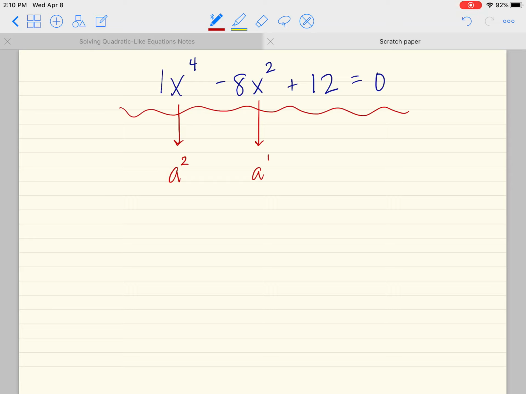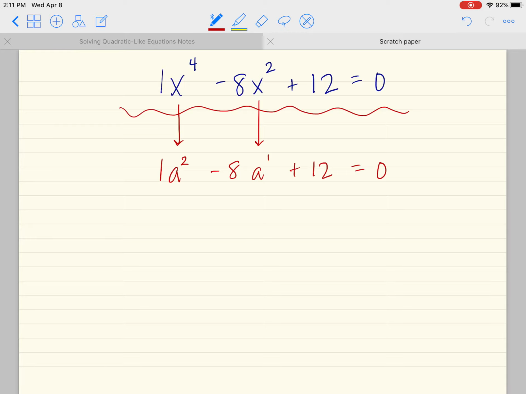So what we're going to do is substitute in something else. Instead of an x to the 4th, we're going to make that an a squared, and instead of an x to the 2nd, we're going to make that an a to the 1st. So instead of x's, I'm going to use a's, and I'm going to replace the variables with a quadratic, okay? So I have an a squared and an a to the first instead of an x to the fourth and an x squared, where it's the same property. This exponent is twice this one, but we're going to be able to solve now.